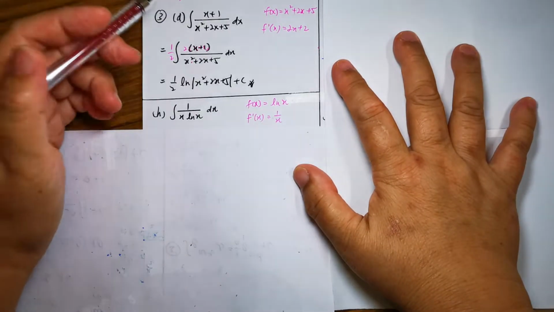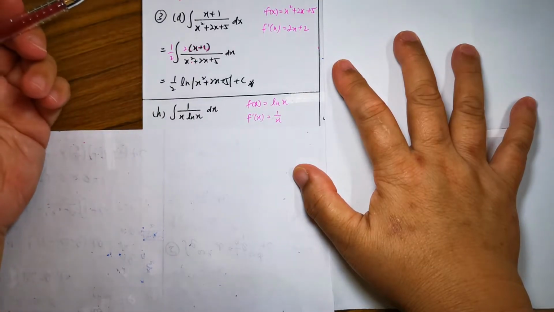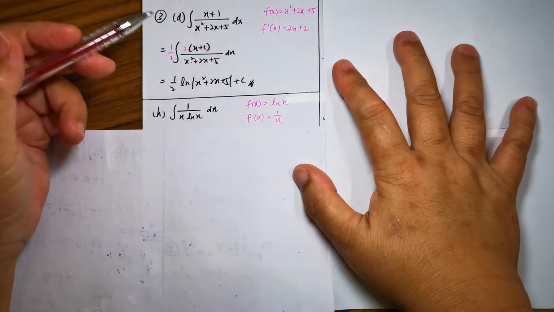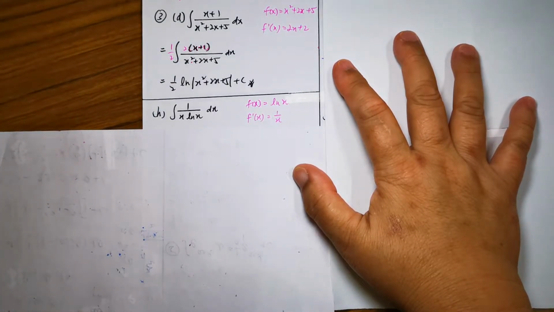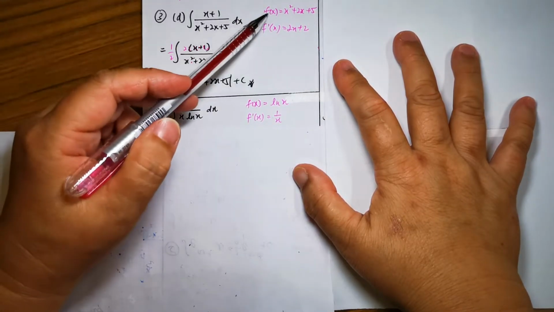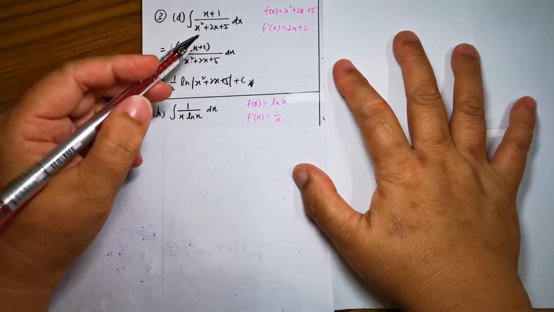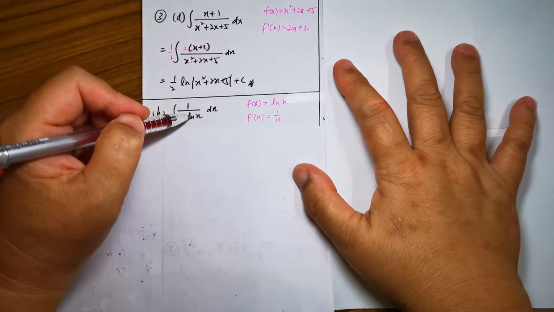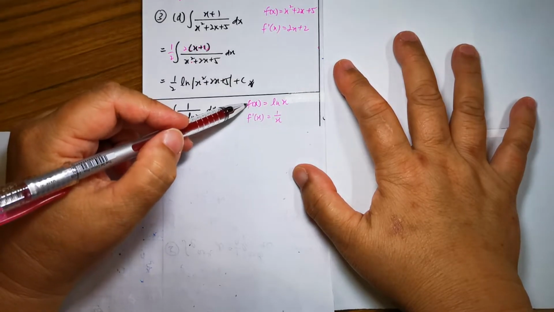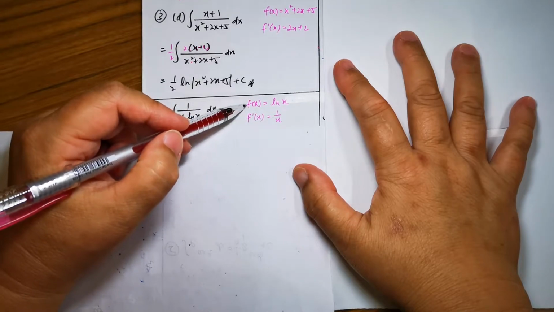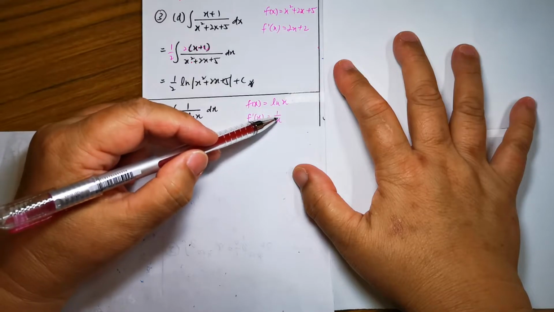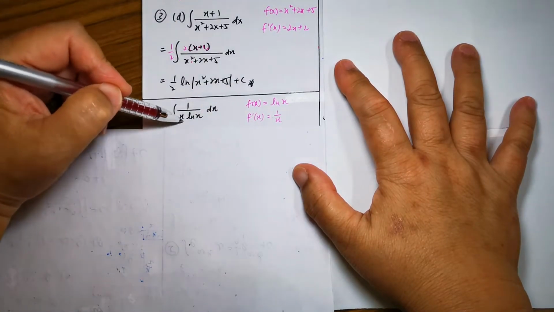This one. 1 over x ln x. It seems not like this one, right? So you have to think. Your denominator is supposed to be something you can differentiate, right? Because it is your fx. Of course we can differentiate ln x, right? Okay. So we choose ln x as our fx. So f prime x is 1 over x. And you see 1 over x here, right?